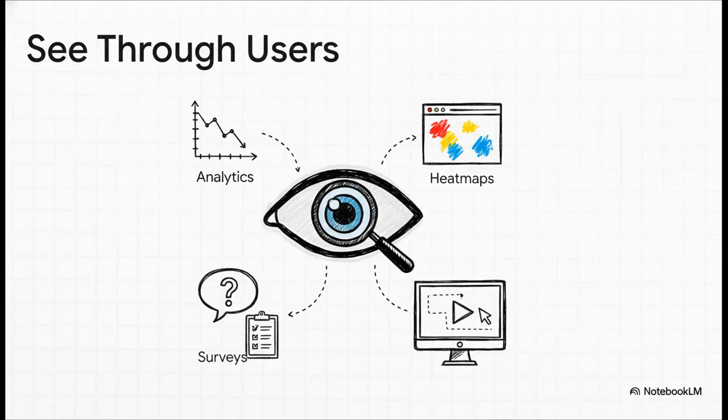To really get why people aren't converting, we pretty much have to see the website through their eyes. We can jump into Google Analytics to find the exact pages where they're giving up and leaving. We can use tools like Hotjar to create these amazing heat maps that show us exactly what they're clicking on and what they're totally ignoring. We can even watch recordings of their actual sessions. And you know, sometimes the easiest way is the best. Just ask them directly with a quick survey.